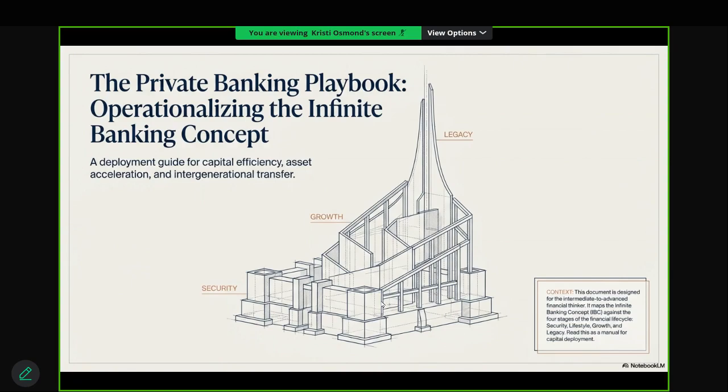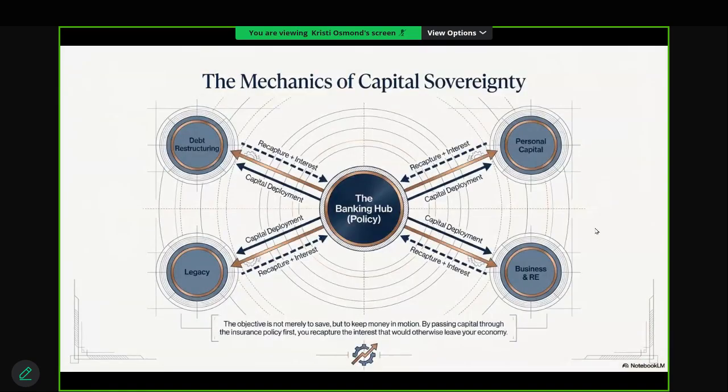We're going to cover each of these, but the first layer, which I think is really cool that it does it this way, is a security layer. Then we've got growth, and then we've got legacy, and we'll talk about the uses of the policy in each of these. You're going to think of your banking policy as your hub. Those of you who've been around us for a while have heard us reference this. We basically say use that as your foundation.